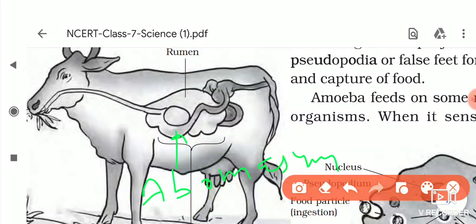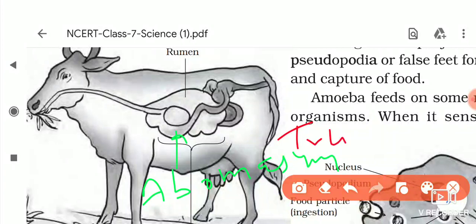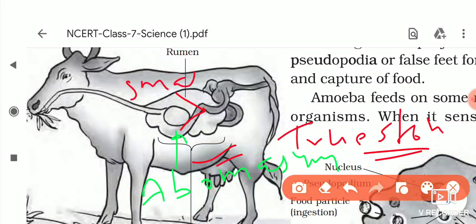And this is the true stomach of grass eating animals. In this, food is digested chemically, and then the food passes through the small intestine. This is the small intestine, and then the food goes into the large intestine. This is the large intestine. Okay, this is how the food is digested in grass eating animals.